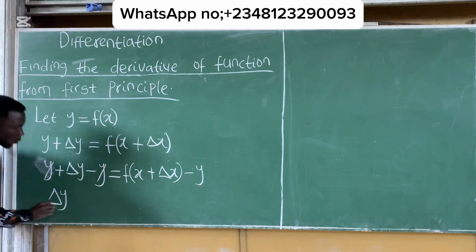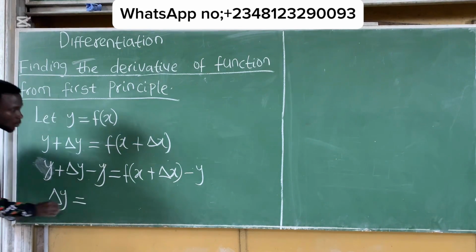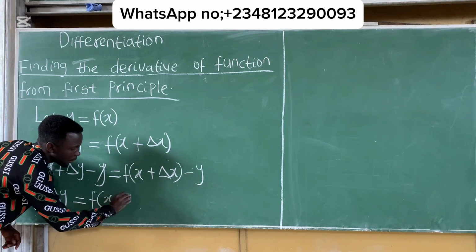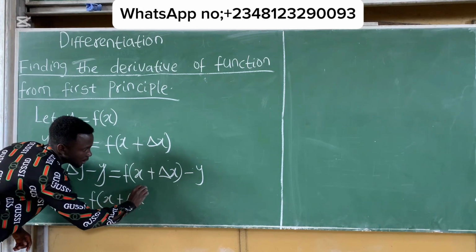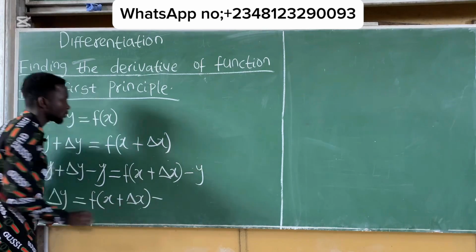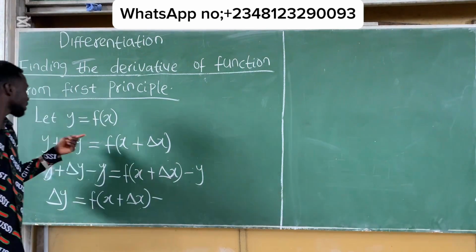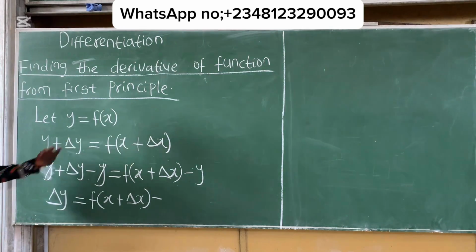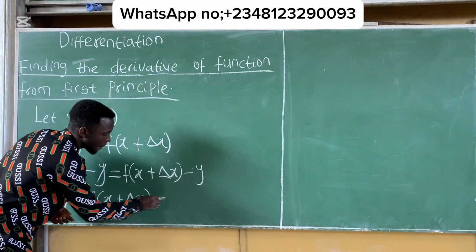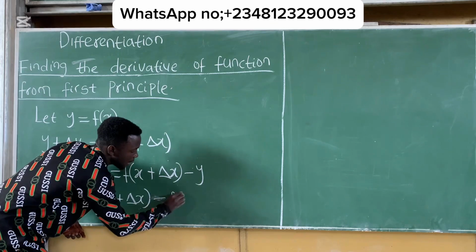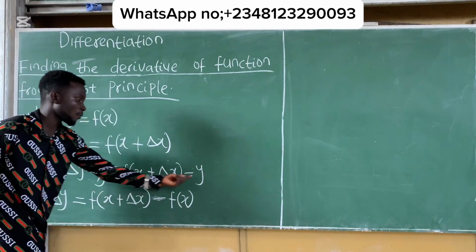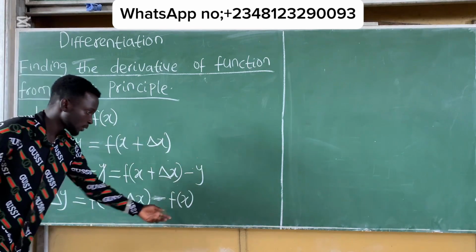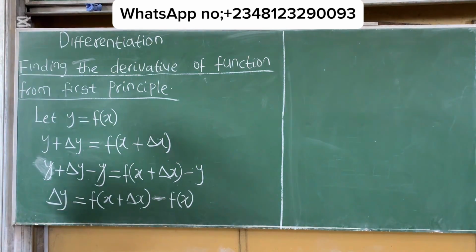Now this will be equal to f of x plus delta x, close the bracket, minus y. Here we said that y is equal to f of x. Since y is equal to f of x, this becomes minus f of x. In place of y here, substitute y as f of x.